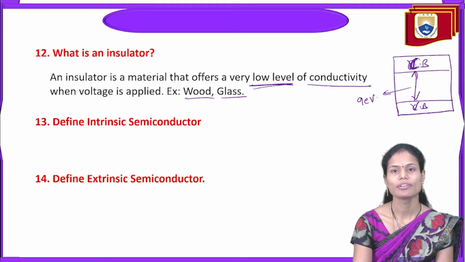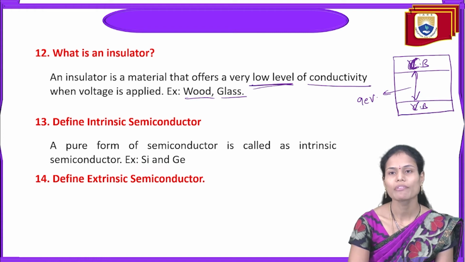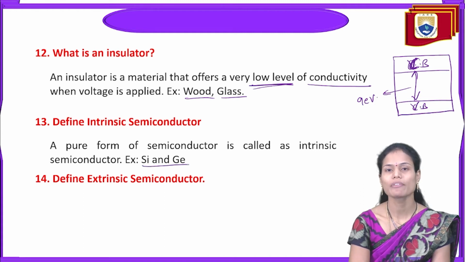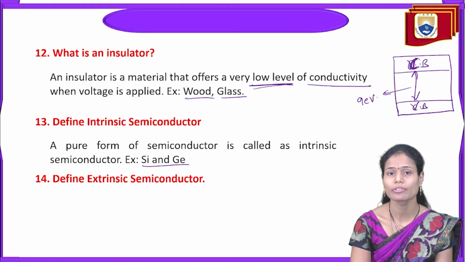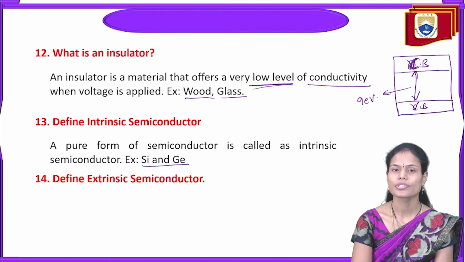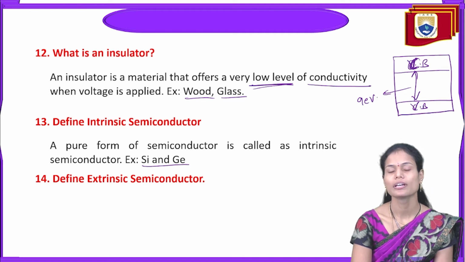And next one is define intrinsic semiconductor. The pure form of semiconductor material is called an intrinsic semiconductor. The examples are silicon and germanium. Pure form of semiconductor materials means we are not adding any impurities to this semiconductor material. But the current conduction in an intrinsic semiconductor is very low compared to the extrinsic semiconductor.